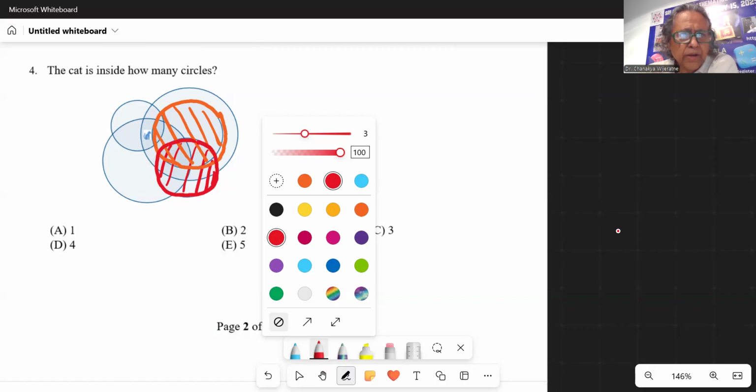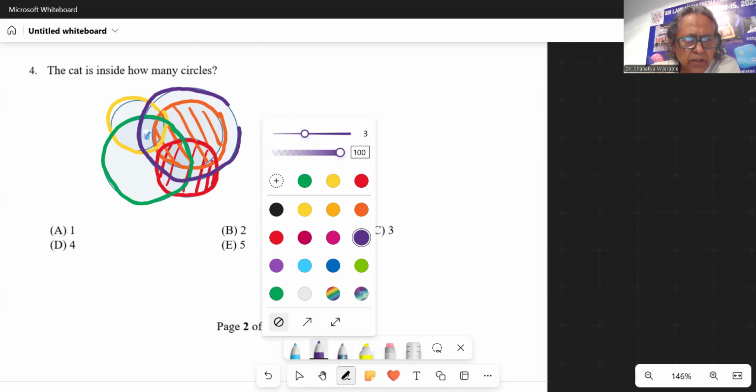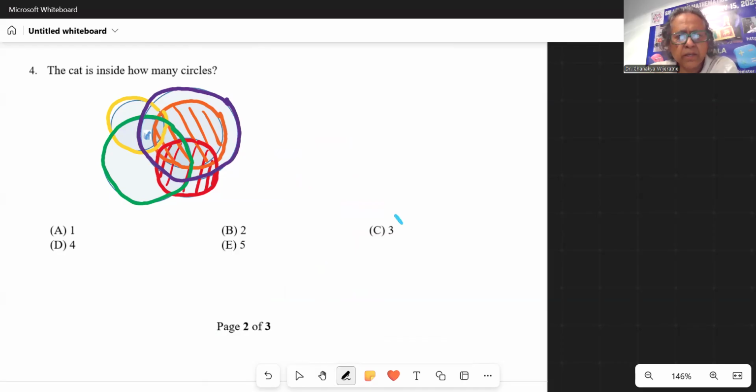Right. And what about the other circles? So you have one here, and you can see that when you redraw it, you can see the cat is inside. And then this one in green, again, the cat is inside. And this circle, you can see the cat is inside. So actually, the cat is inside 3 circles.